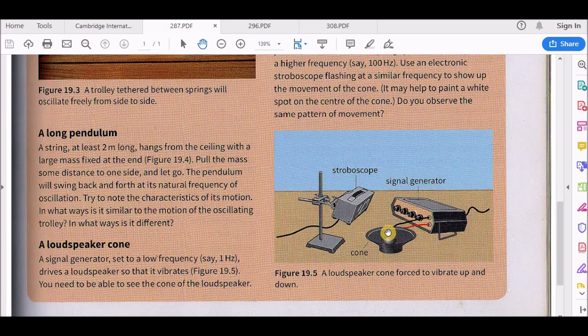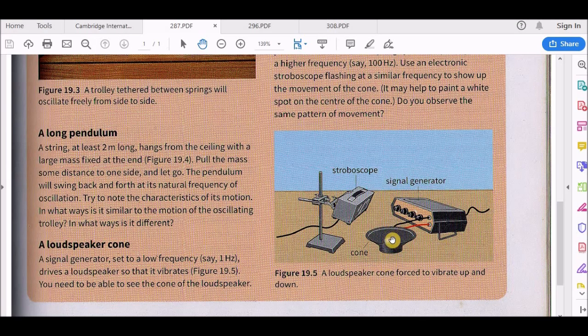So let's say we start at the topmost position of the cone, it goes down all the way to the bottom and then comes back up. That is one oscillation. So let's say at this moment the light flashes. As soon as it comes to the topmost position, the stroboscope gives a flash of light. Then it goes down again and comes back up again.